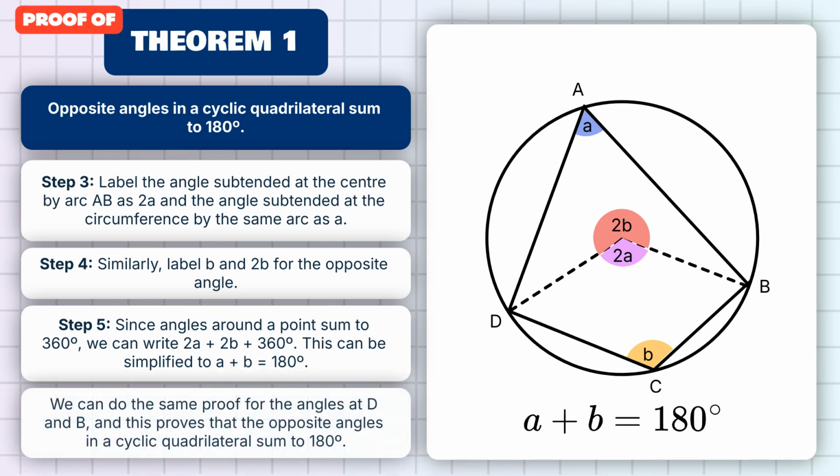You can see the angles A and B are opposite in the cyclic quadrilateral, and we have shown that they sum to 180 degrees. We can do the same thing for angles D and B. Thus, opposite angles in a cyclic quadrilateral must add to 180. Well done, this completes the proof.